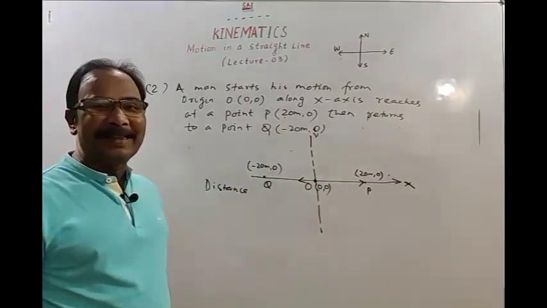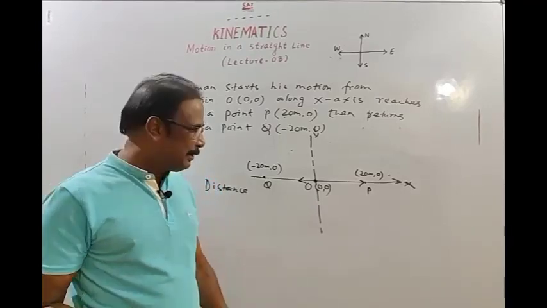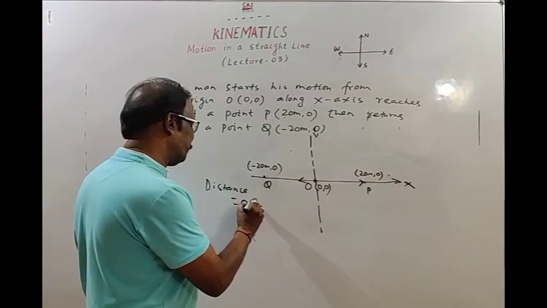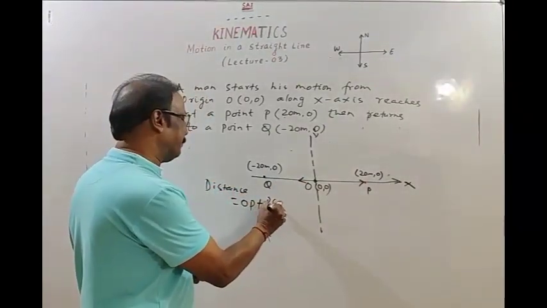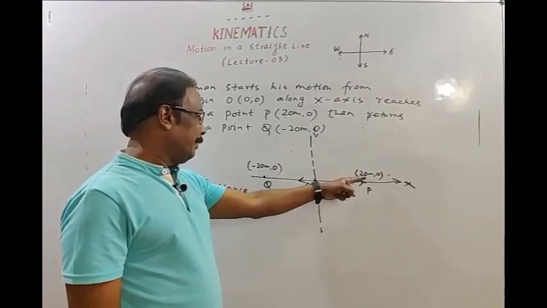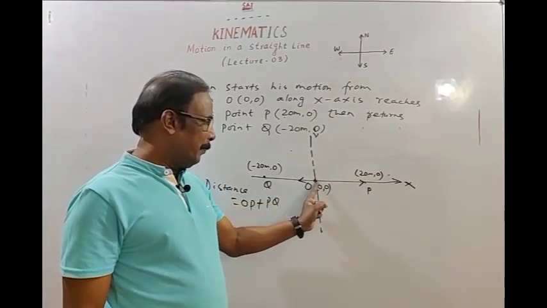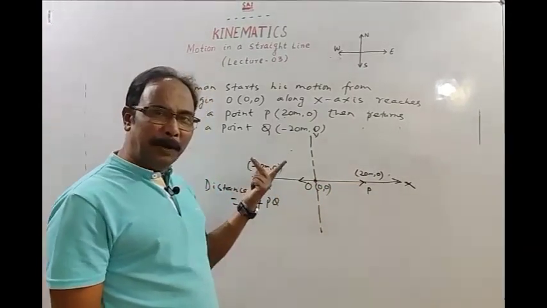As we know, distance is the actual path length, irrespective of direction. The man travels from O to P, so the path length is OP. Then he returns from P to Q, so the path length is PQ. From the given coordinate system, the distance of P from O is 20 meter and the distance of Q from O is 20 meter.